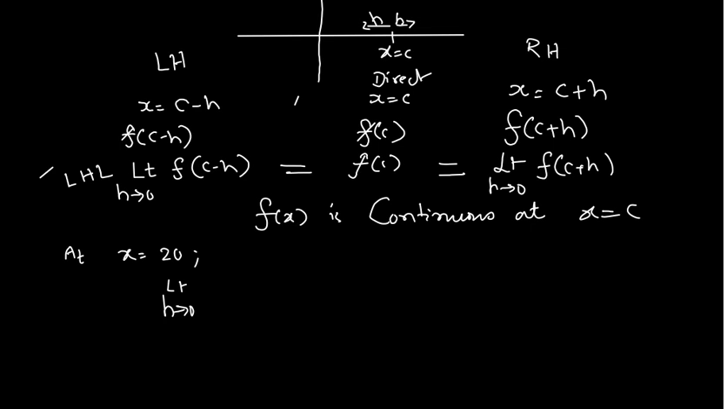Now, first thing we do is we substitute 0 in this. So we'll have 20 plus 5. This is LHL. The direct value is 25. This one, h equal to 0, 20 plus 5. This is RHL. All these are equal. 25 equal to 25 equal to 25. Therefore, f of x is continuous at x equal to 20.